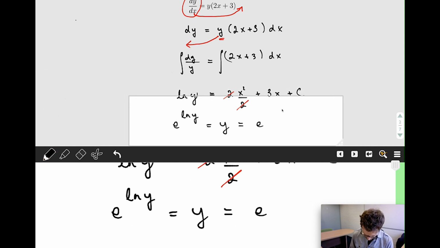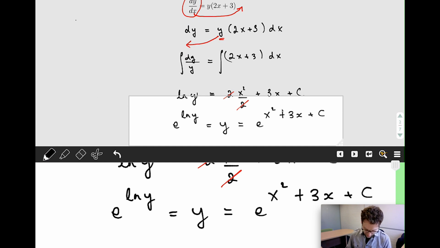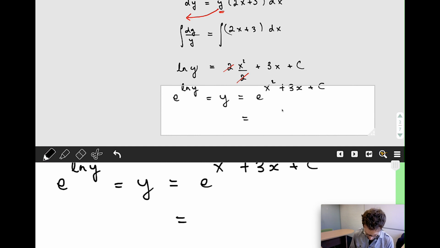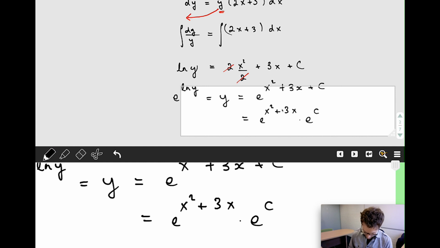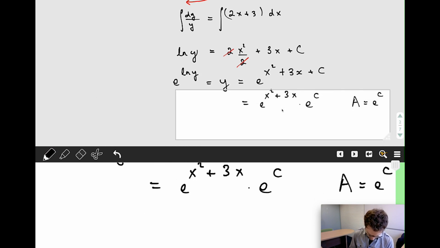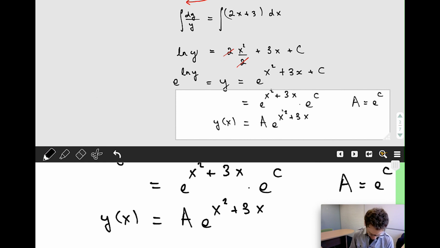So taking that out, exponential of the right-hand side gives me e to the x squared plus 3x plus c. Now, using the laws of exponentials, or powers, I can write that as a product, e to the x squared plus 3x times e to the c. And if I introduce a new unknown constant, a equals e to the c, I can write this whole solution as y of x is equal to a times e to the x squared plus 3x.